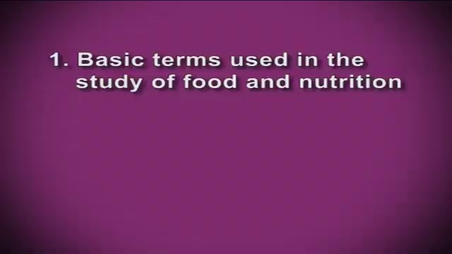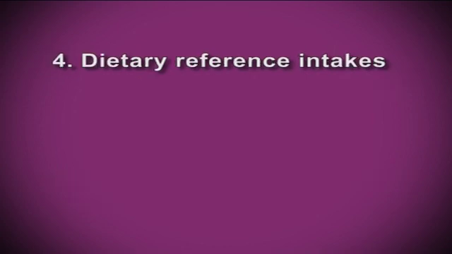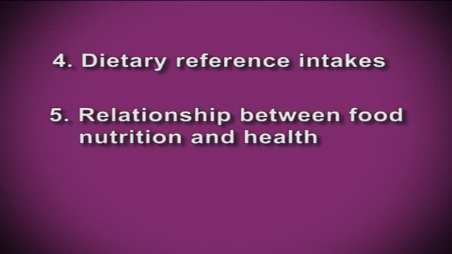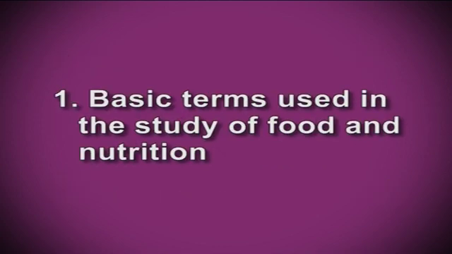The following aspects will be studied under Introduction to Food and Nutrition. 1. Basic terms used in the study of food and nutrition. 2. Nutrients. 3. Food groups and functions of food. 4. Dietary reference intakes. 5. Relationship between food, nutrition and health. And 6. BMI and nutritional status. Let's start with our first topic, basic terms used in the study of food and nutrition.